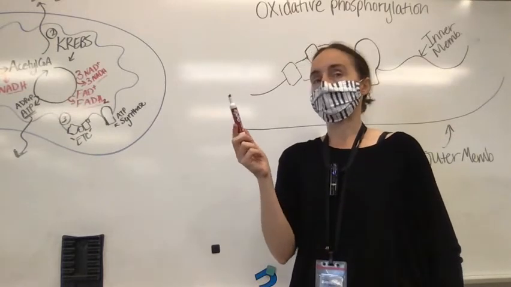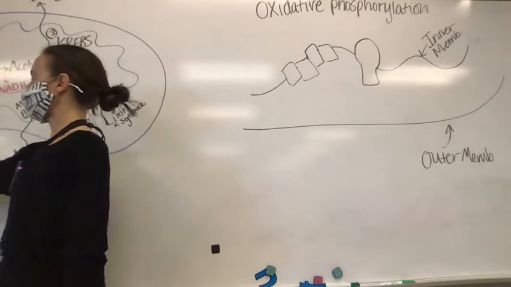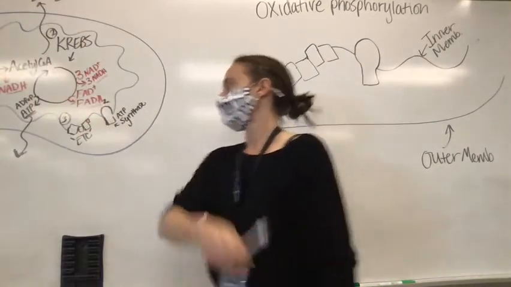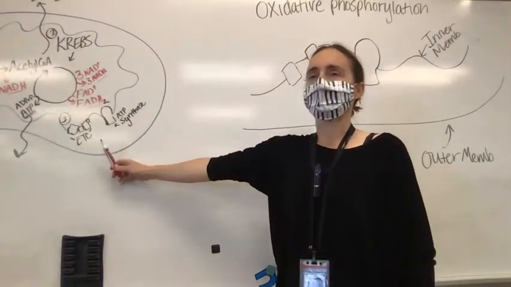Okay, so we used to say you get 2 from glycolysis and you get 2 from the Krebs cycle and you get 36 from the ETC.